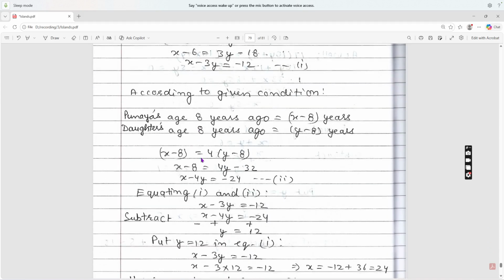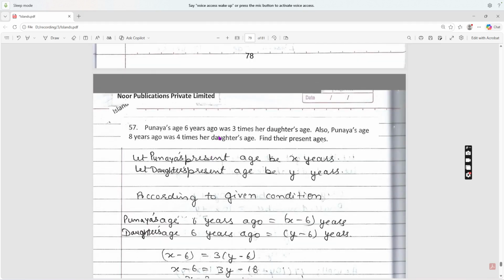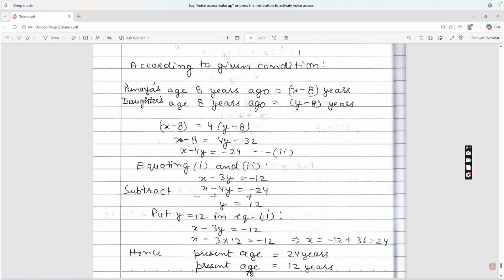And the ratio given this time is 4. From where do we get it? Just see here, it is written 4 times. So (x minus 8) is equal to 4 into (y minus 8). Now we just have to open the brackets. x minus 8 is equal to 4y minus 32. x minus 4y is equal to minus 32 plus 8, and minus 32 plus 8 will give us minus 24. Now we are going to operate on these two equations. x minus 3y is equal to minus 12.